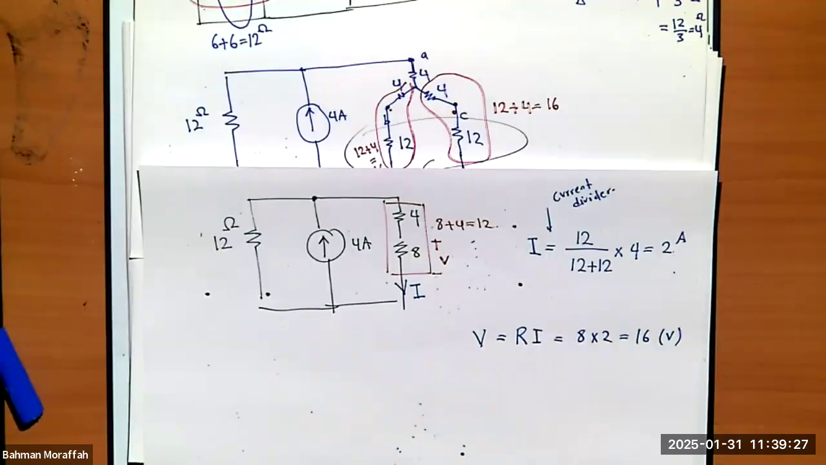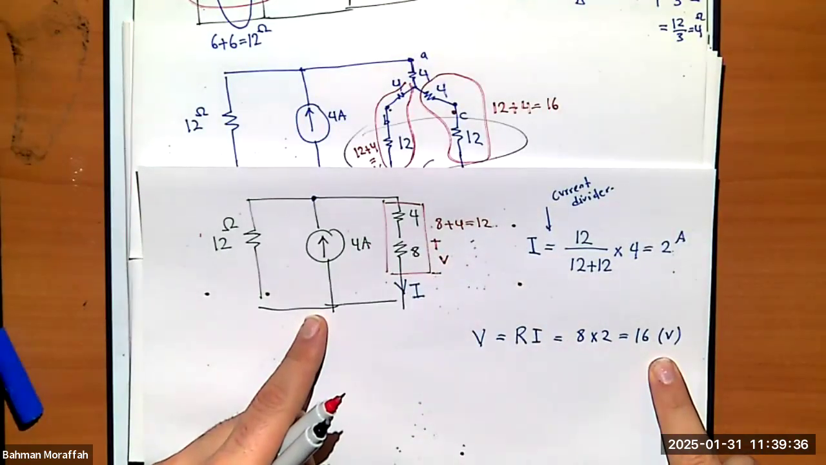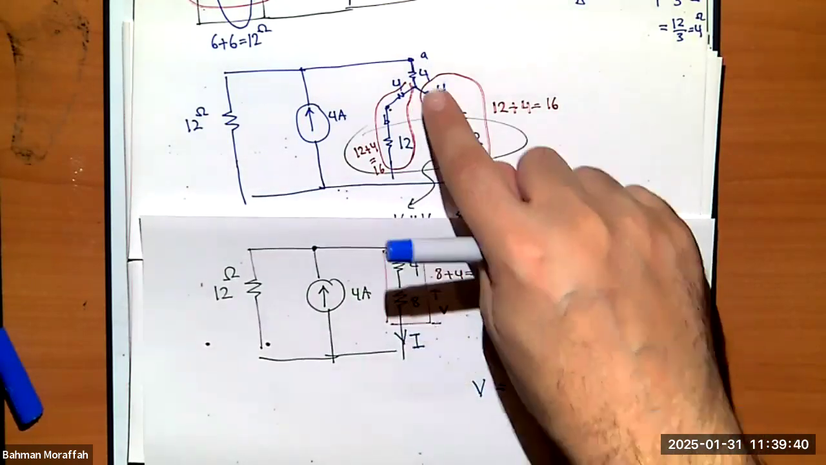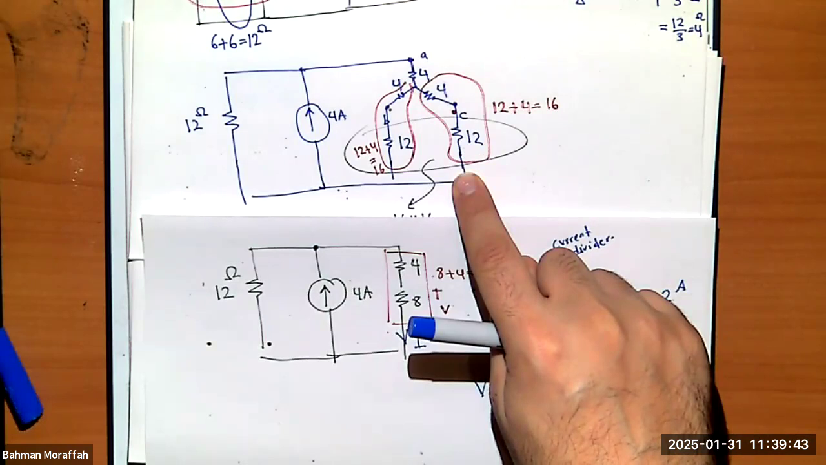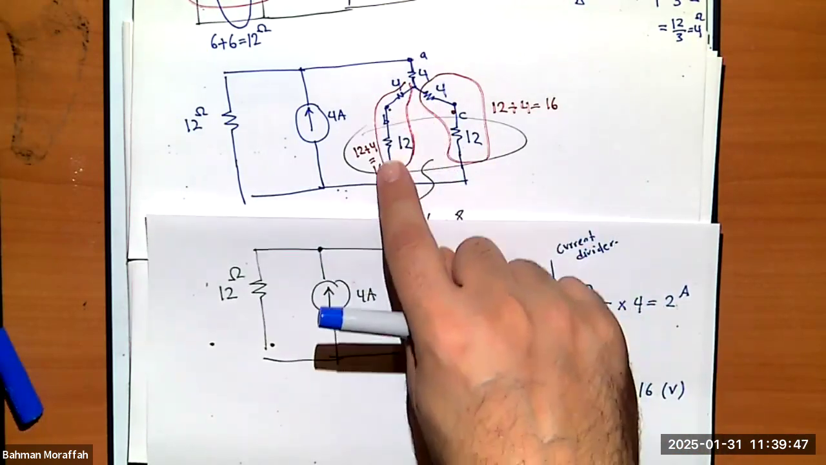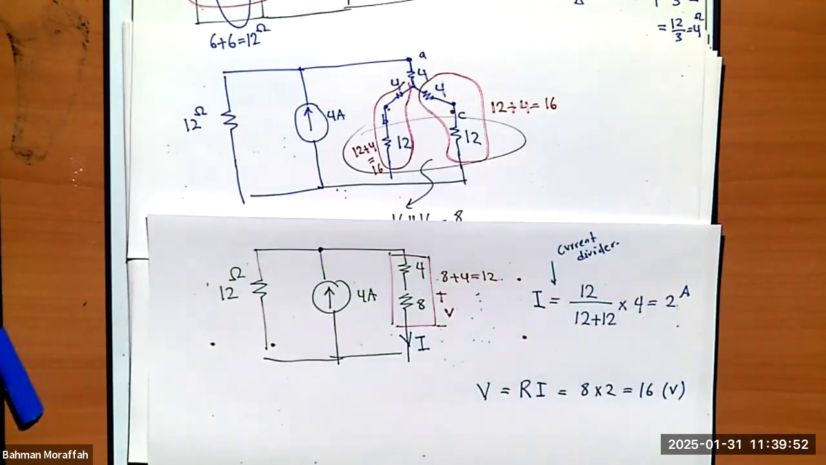I really don't need this, but I'm doing it because I want to review something with you guys. If this V across this 8 is 16, what is voltage across this? 16, right? What is voltage across this guy? Still 16. Why? Because they're in parallel. If I have two things in parallel, voltage across all of them are the same, and that's the same as the voltage across the equivalent.